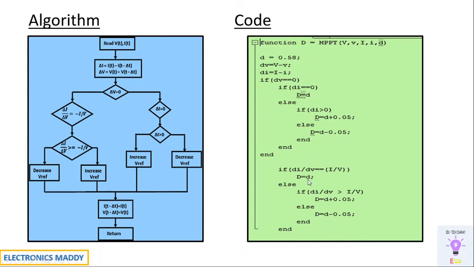Then d will be assigned to capital D, else it will go to the if condition again, that is di by dv is greater than or less than minus I by V, and it increments or decreases the value of the reference, that is basically the duty ratio that we will be adjusting with respect to the switch. So d is equal to d plus 0.05 and d is equal to d minus 0.05. Again end the statement and it will come out of the loop, and this will be generating the pulses. The value of d will basically be compared with a repeating sequence to generate the pulses. I'll show you in the model.